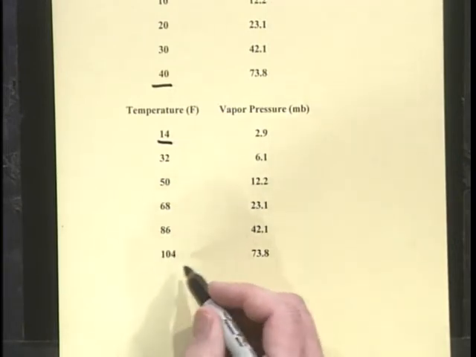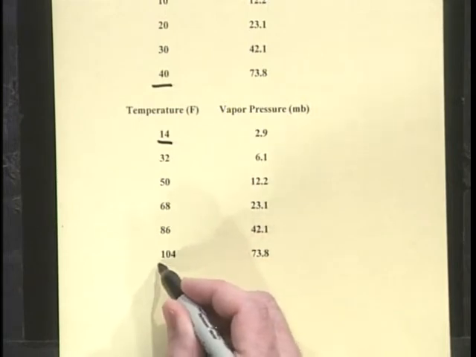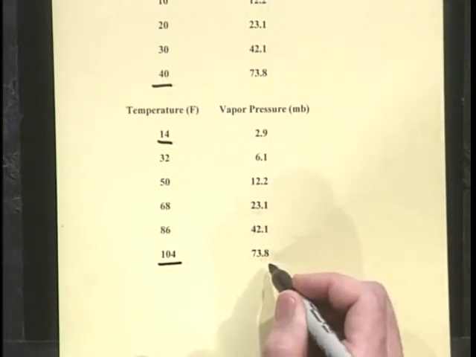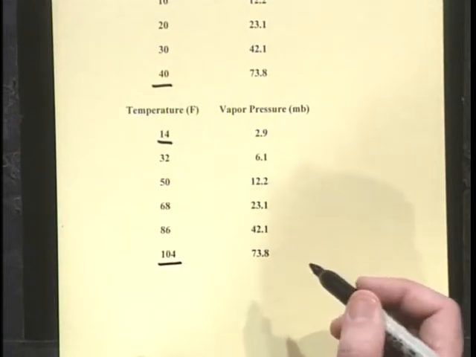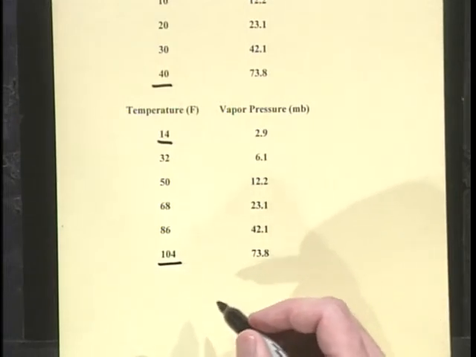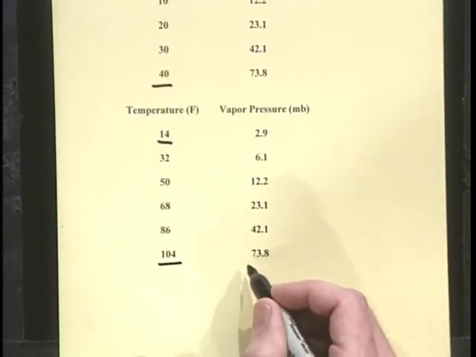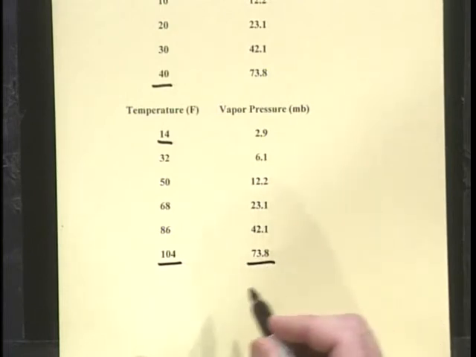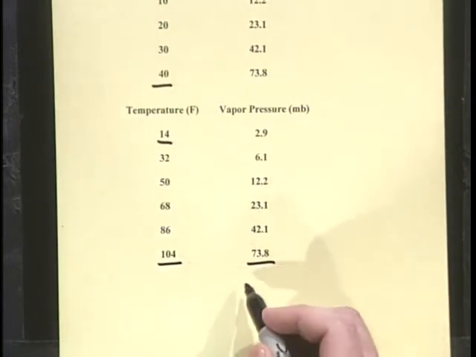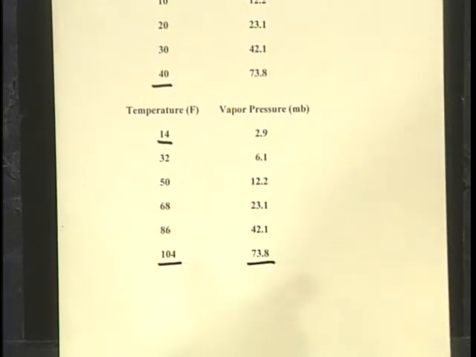If we convert that to a Fahrenheit temperature, 14 is 2.9 millibars, and typically the air is not going to be saturated when it's this warm, up at 104. But if you were finding the relative humidity, you'd need to know what that saturation vapor pressure is. If it's a very hot temperature, 104 Fahrenheit, that would be 73.8 millibars.